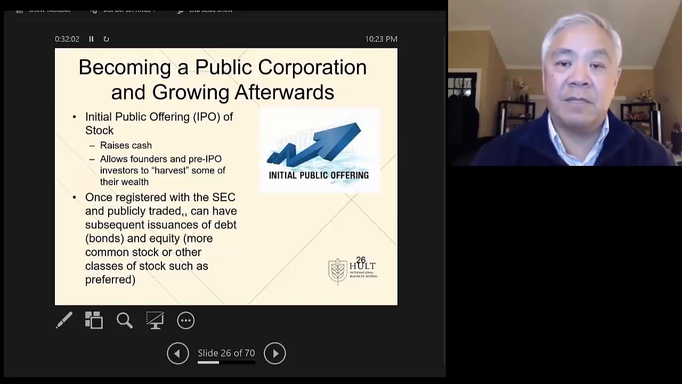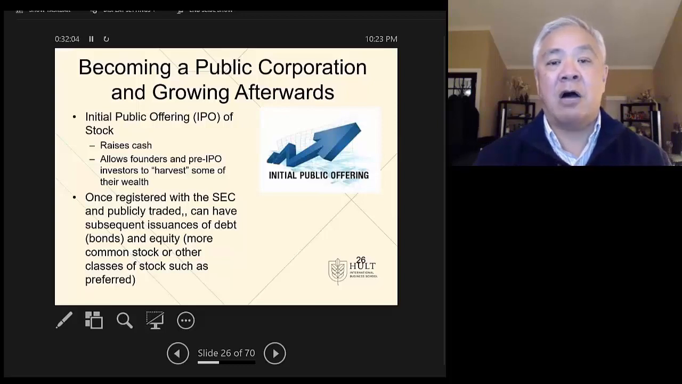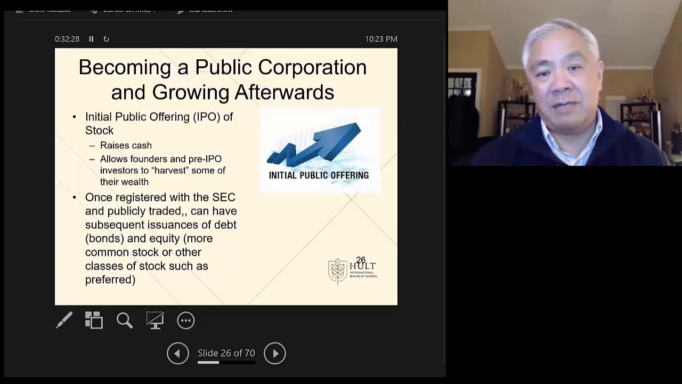So once you're registered, the big advantage is now you have access to all capital markets. And it means you could sell more common stock, you could sell preferred stock, you could sell bonds, you could do fancy financing instruments. So it is advantageous for large companies who want to take advantage of the full suite of possibilities of financing to be a publicly traded company.